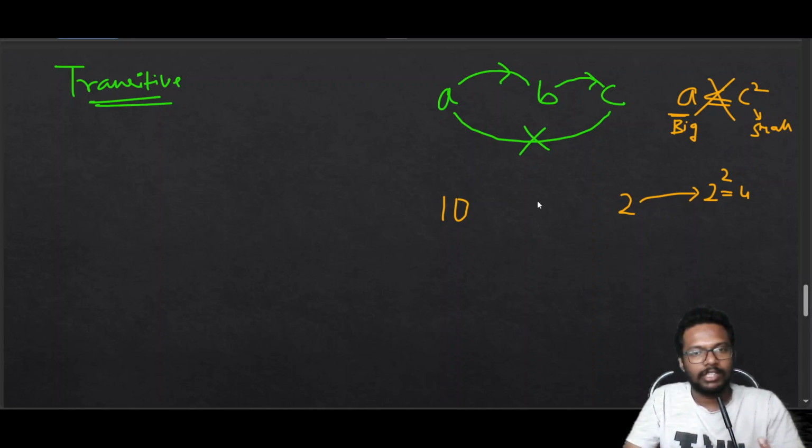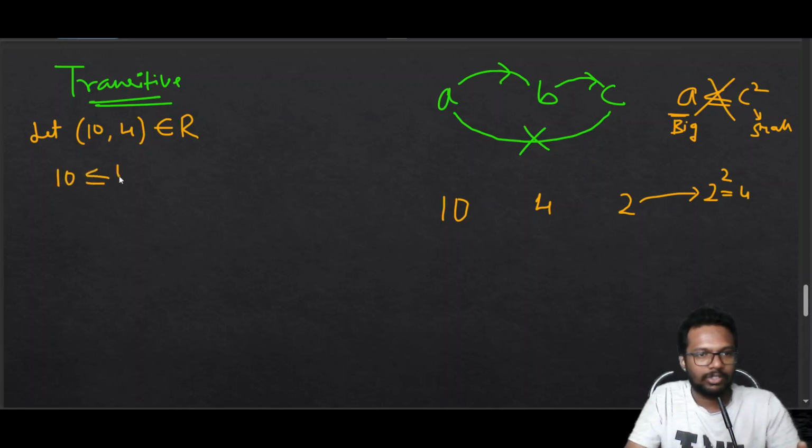In the middle you can consider a number which satisfies both. So I consider 4 here. 10 less than or equals to 4 squared will be satisfied. I started with 10 and ended with 2. So (10, 4) belongs to R because it satisfies the definition: 10 less than or equals to 4 squared.